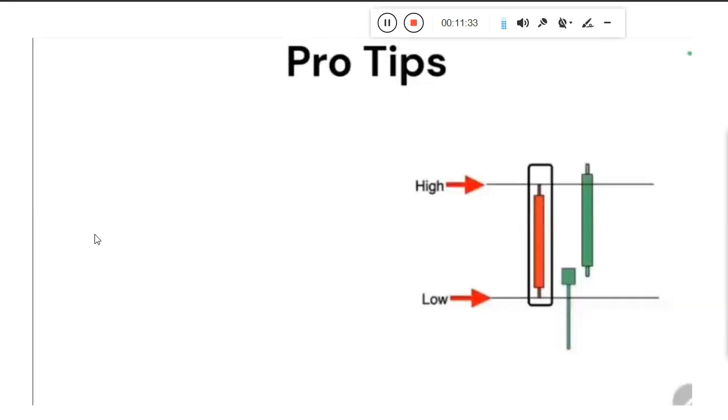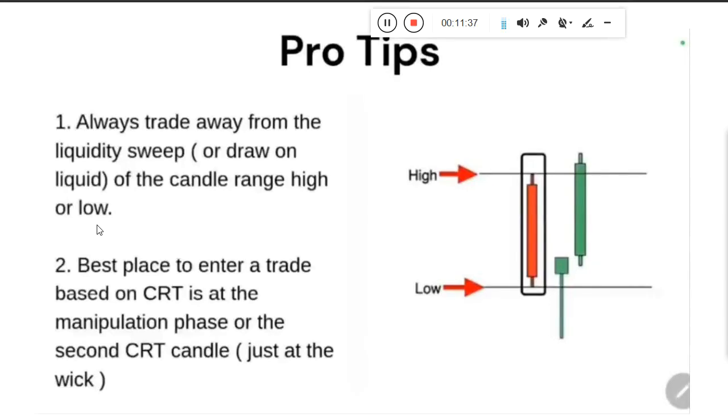So let me give you a pro tip now. The pro tip is that you should always trade away from the liquidity soup. Always trade away from the liquidity. So this is the liquidity soup. Let's just call it a pin bar candle. It doesn't close back. They just grab the liquidity that we have below here, and then they took it out. So this is your liquidity grab. So always trade away from it.